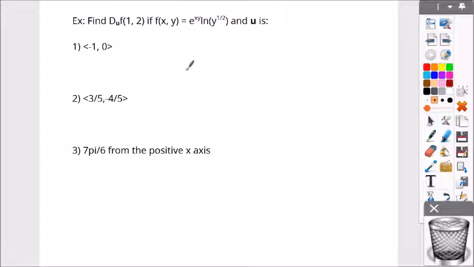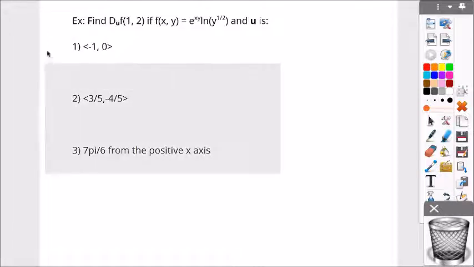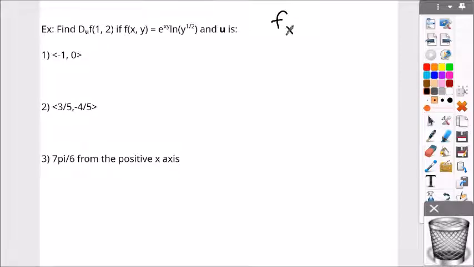So let's try to find a directional derivative. Find the directional derivative of f at 1, 2 if f of x, y is this, and u is this. So what do we want to do first? If you're completely clueless, we want to find the partial derivatives. First of all, let me simplify this. I can take the 1/2 out of the power, so f is equal to 1/2 e to the xy times natural log y.